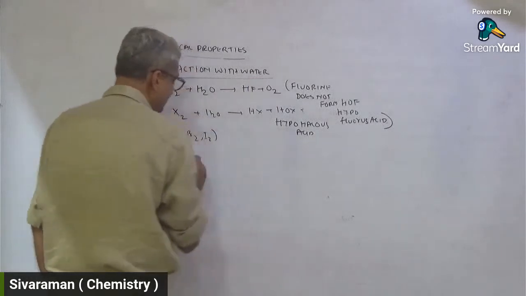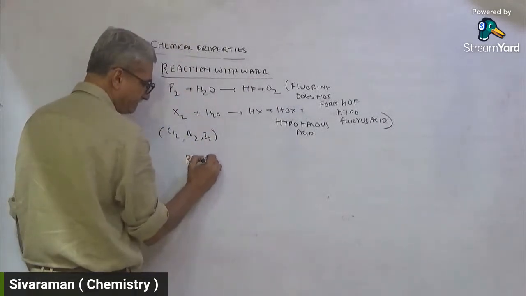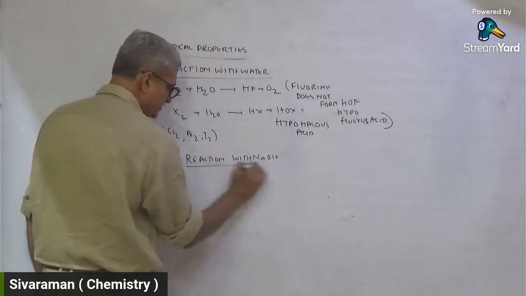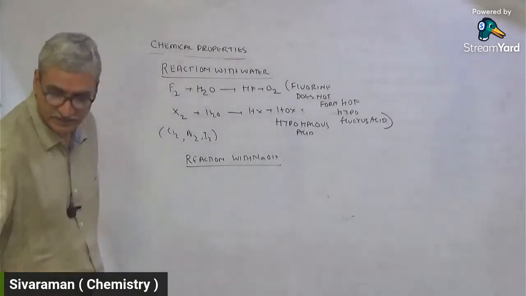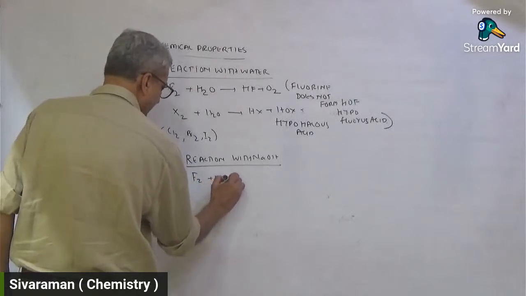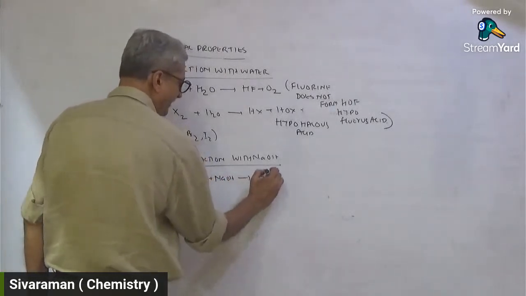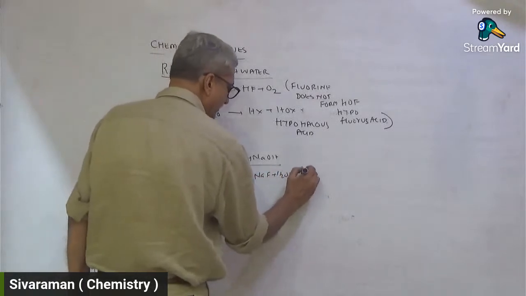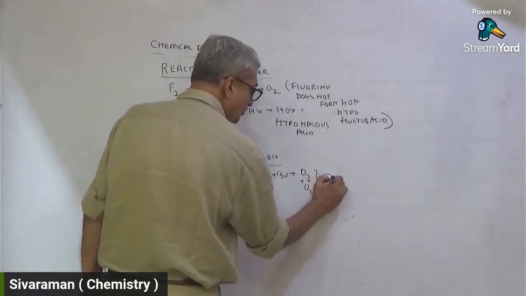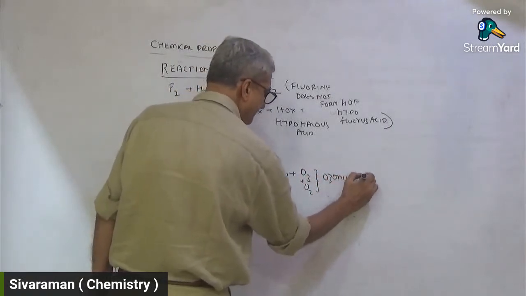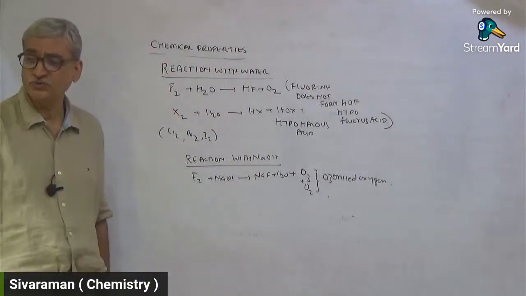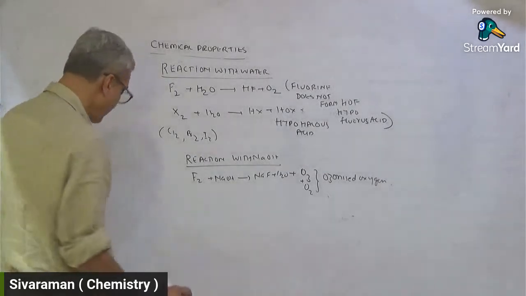We have two fantastic reactions where fluorine behaves differently. Reaction with NaOH. See, fluorine reacts with NaOH to form NaF plus H2O plus O2. So it forms ozonized oxygen. With NaOH, fluorine forms ozonized oxygen, a mixture of oxygen and ozone.